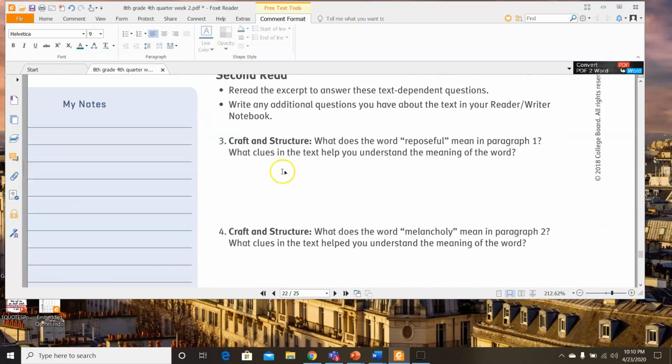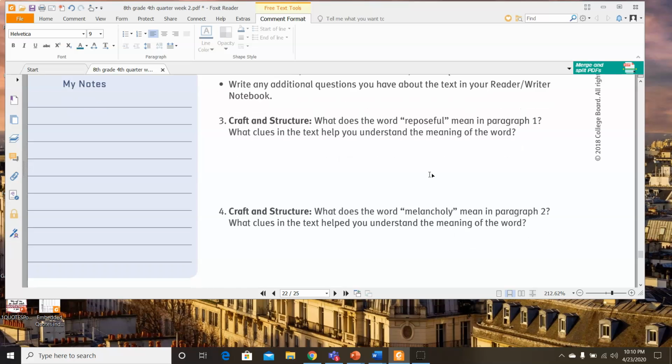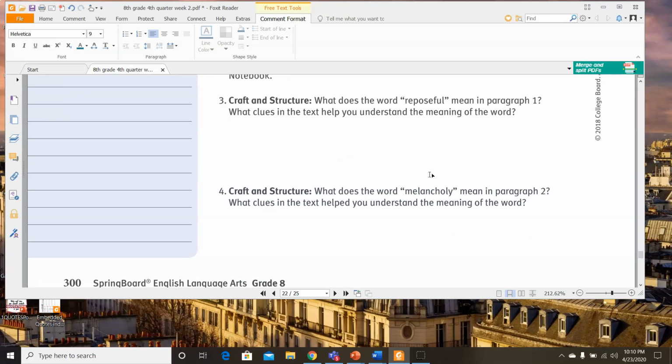Alright, so number 3 down here says, what does the word reposeful mean in paragraph 1? What clues in the text help you understand the meaning of the word? What I would do is I would go look up the word reposeful and then look at that paragraph and try to find context clues that tell me what that meaning is. So find the meaning first and then figure out how the text gives you the meaning after that. For number 4, it says, what does the word melancholy mean in paragraph 2? What clues in the text helped you understand the meaning of the word? So again, do the same thing. Look up melancholy first and then find evidence in the text that supports that definition of melancholy.